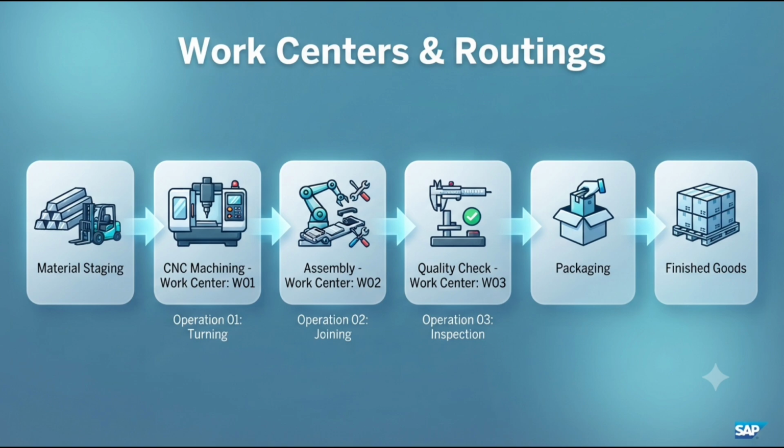Work centers represent the physical or logical places where production activities take place, such as machines, assembly lines, or labor groups. Each work center has capacity, cost, and scheduling information. Routings, on the other hand, define the sequence of operations required to manufacture a product. A routing links operations to specific work centers and includes standard times.